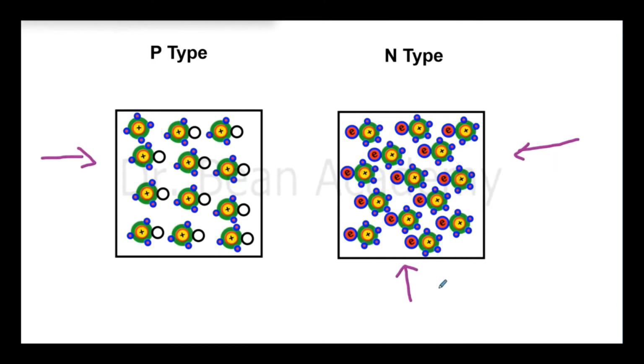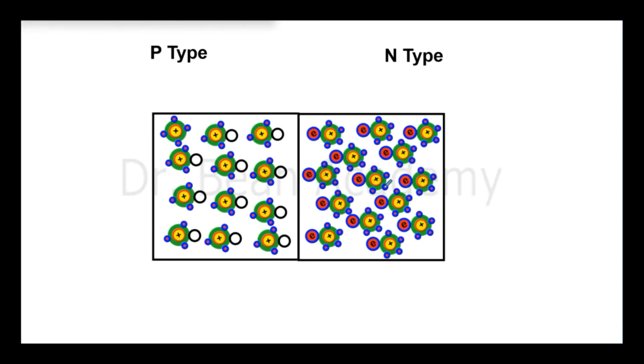Similarly for the n-type, because there are an excess number of electrons and they are actually flowing through the material, we say that the majority charge carriers in the n-type are electrons. It means the reason the current is flowing in that material is because of electrons, and for the p-type the reason the current is flowing in that material, if any, is because of the holes, because it has an excess number of holes.